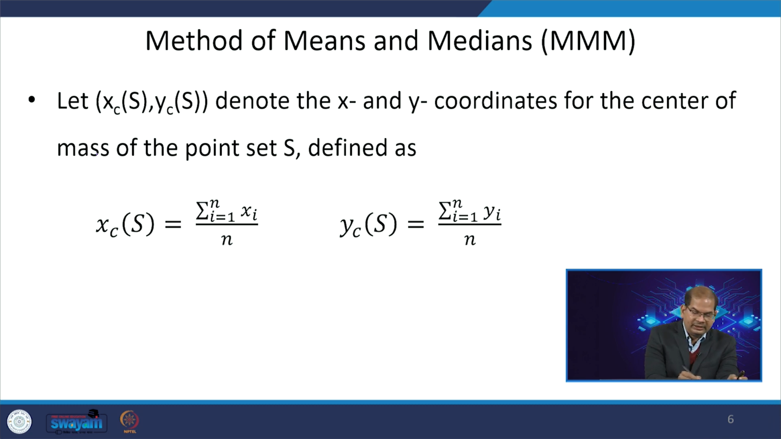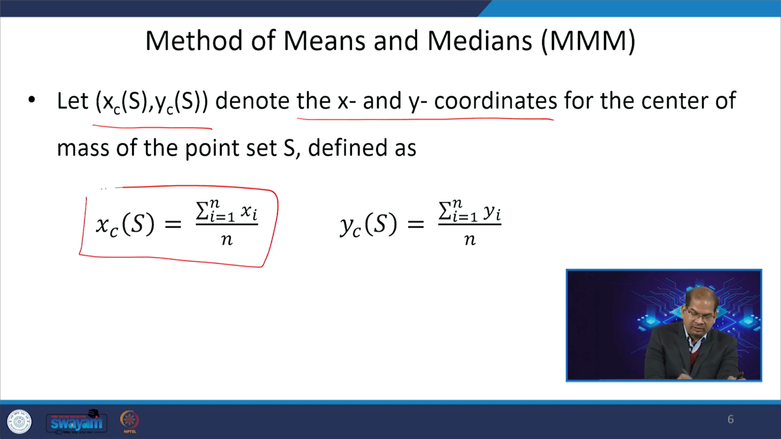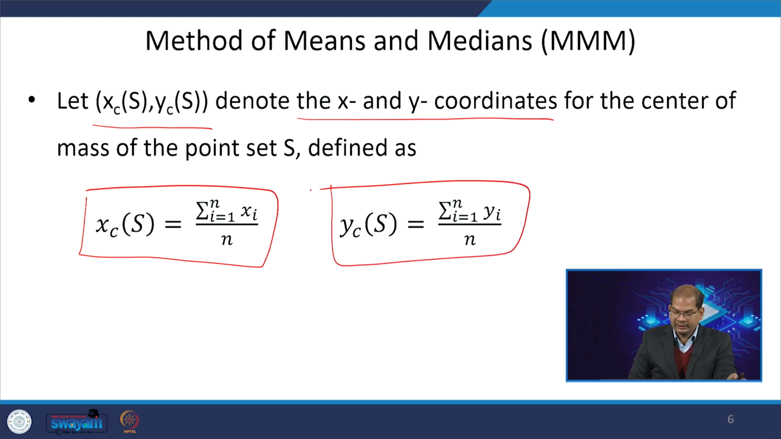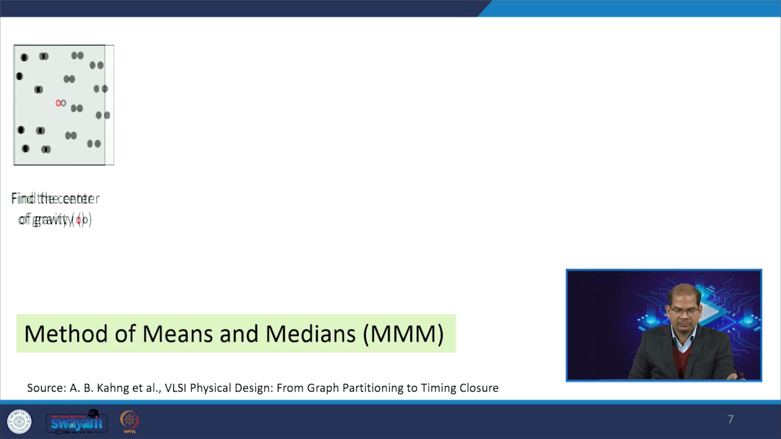Here, for each subset I am finding the mean of the x coordinate and y coordinate, which is nothing but the center of mass point of the set S. This corresponds to the x coordinate, this corresponds to my y coordinate. Then I will show you the procedure here.